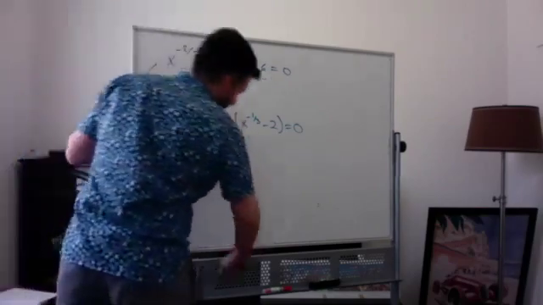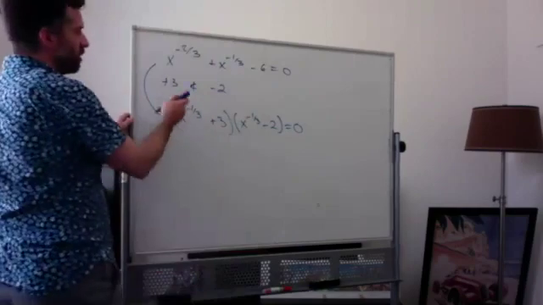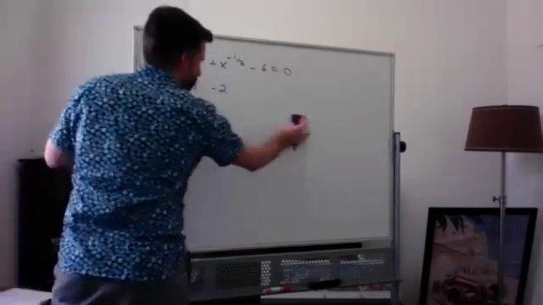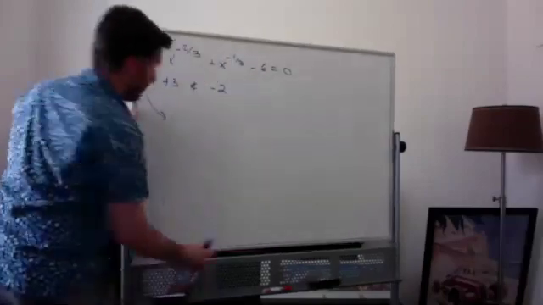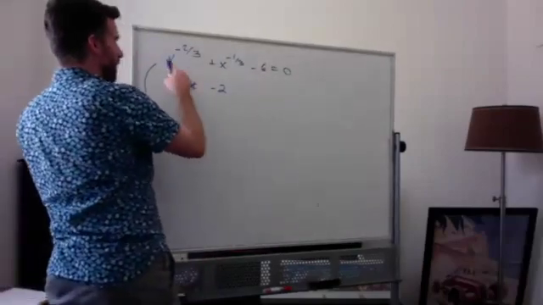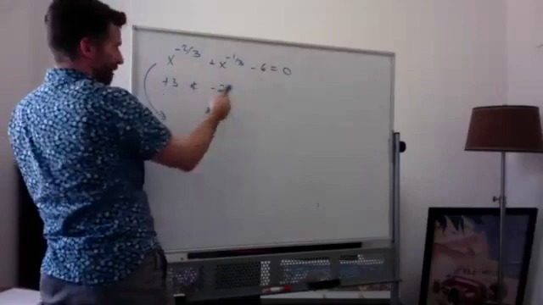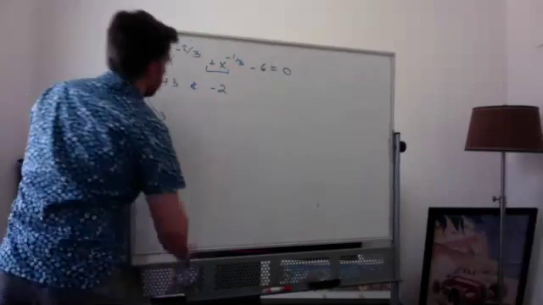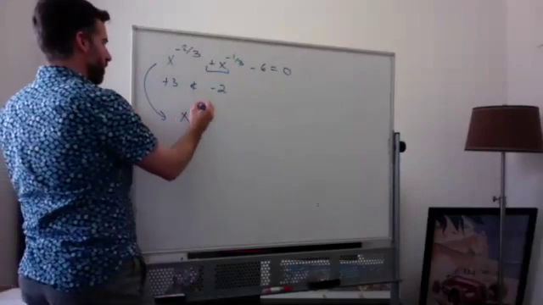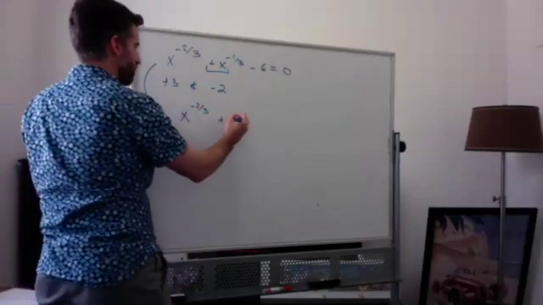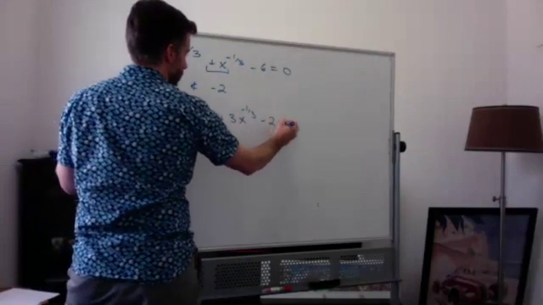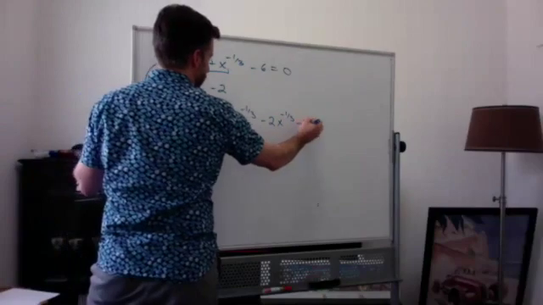So if you don't like that, another thing you could do, instead of just jumping straight to this, you could actually say, well, AC: 3 and negative 2 multiply to 1 times negative 6 and add to positive 1. So I'm going to rewrite this middle term as 3x to the negative 1/3 and then minus 2x to the negative 1/3, minus 6.